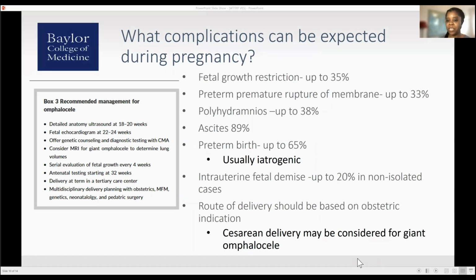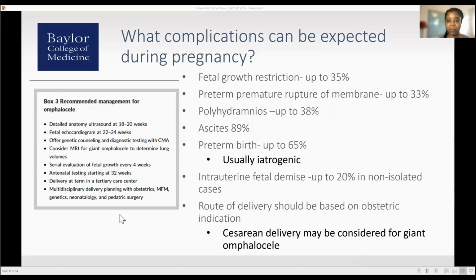And the mean age of deliveries reported in the literature for omphalocele ranges from about 36 to 38 weeks. Intrauterine fetal demise is also something that should be considered in cases of omphalocele, as it can be seen in up to 20% of non-isolated cases or cases with genetic syndromes. And delivery should really be based on obstetric indications. However, in the case of a giant omphalocele, there may be concern for abdominal dystocia, and so cesarean delivery may be considered in those cases.